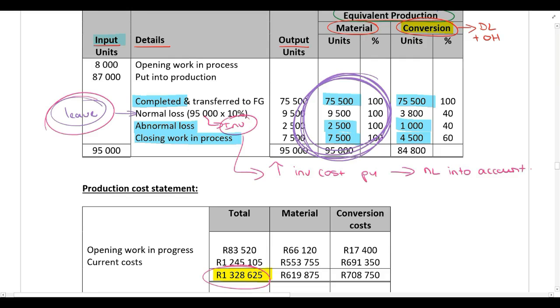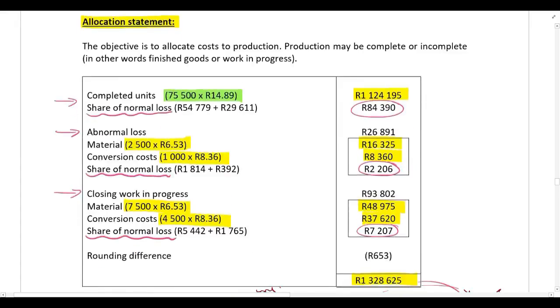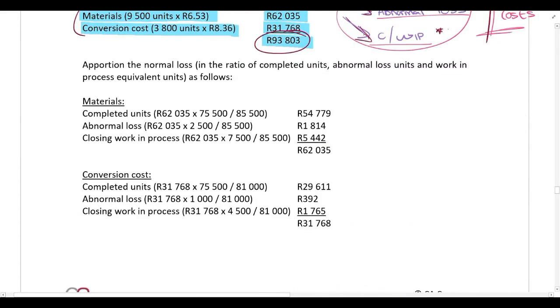So for material, 75,500 completed units, 2,500 abnormal loss, 7,500 closing work in process. We use those units. Look here. We are just looking at material. Ignore conversion. We use those units. Completed units, 75,500. Abnormal loss, 2,500. Closing work in process, 7,500. What is the total of those three?